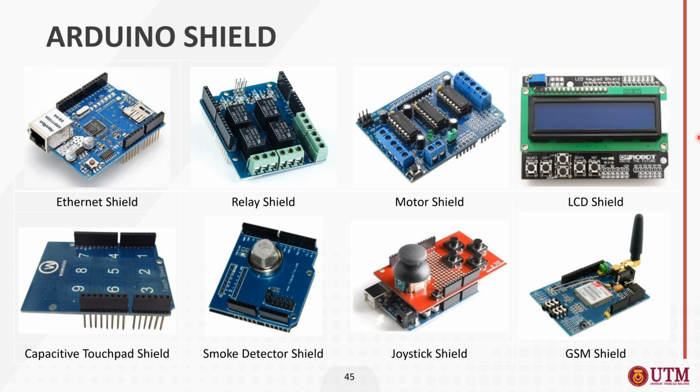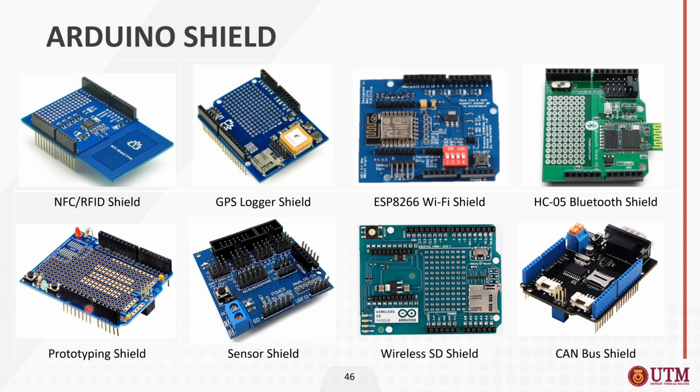Next we have the LCD shield. If you want to display on an LCD, it is recommended to connect it to the LCD shield. If your system requires a touchpad, you can connect to the touchpad shield. If it requires a smoke detector, you can use the smoke detector shield. If it requires a joystick, you can buy a joystick shield and operate your joystick from there. If your system needs to send SMS, you can use the GSM shield. Another one is the NFC shield, RFID shield, and GPS logger. If your system requires GPS, you can use GPS loggers.